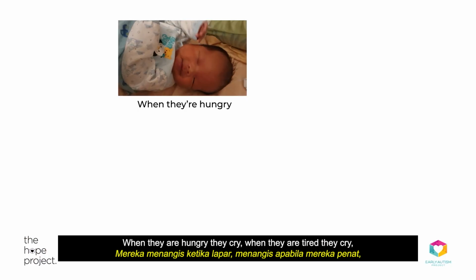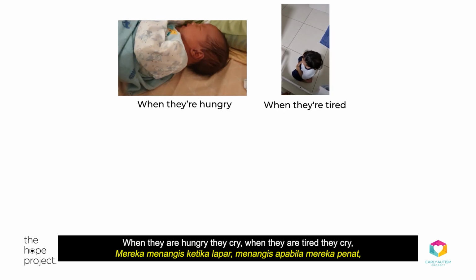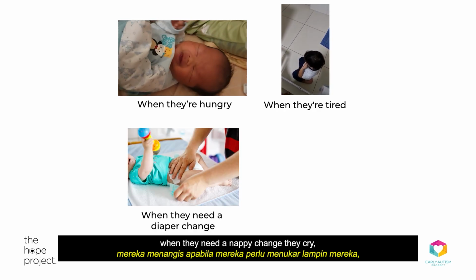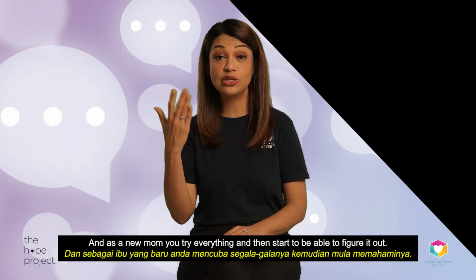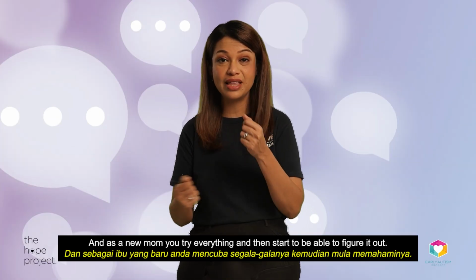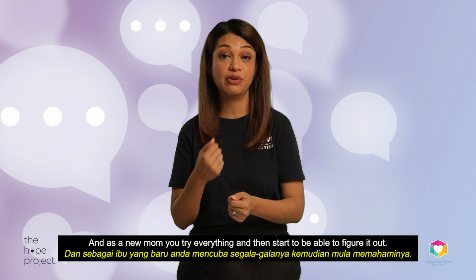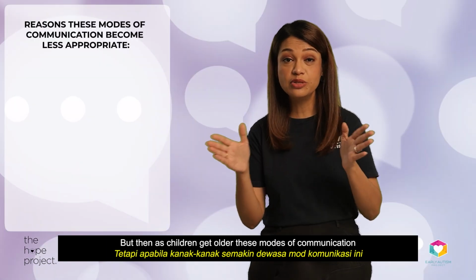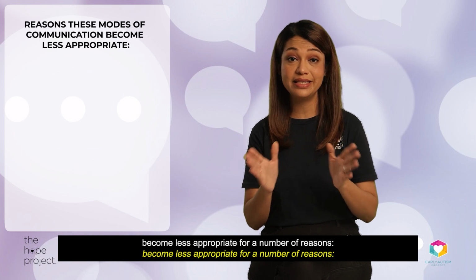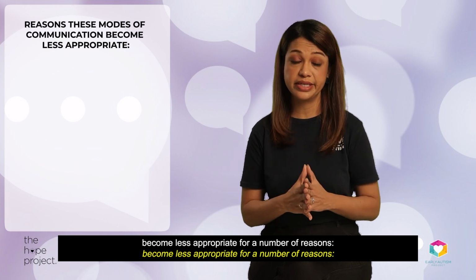Because when they're hungry, they cry. When they're tired, they cry. When they need a nappy change, they cry. When they may have wind in their tummies, they may cry as well. And as a new mom or dad, you might try everything and then start to be able to figure it out. But then as children get older, these modes of communication become less appropriate for a number of reasons.